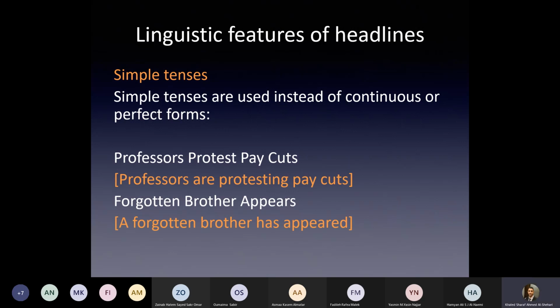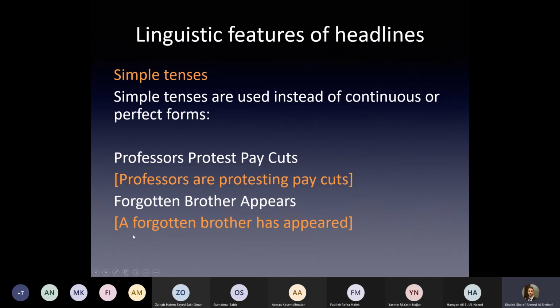This is what it should be: professors are protesting pay cuts. That's the original, what it should be if it's a normal sentence in a normal text. But as a headline, they removed the continuity here. They just use professors protest, without are, without ing. So they use simple tense here.